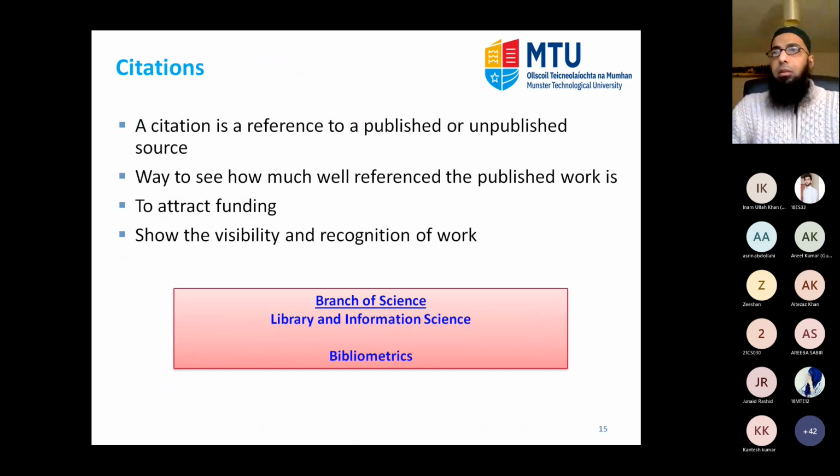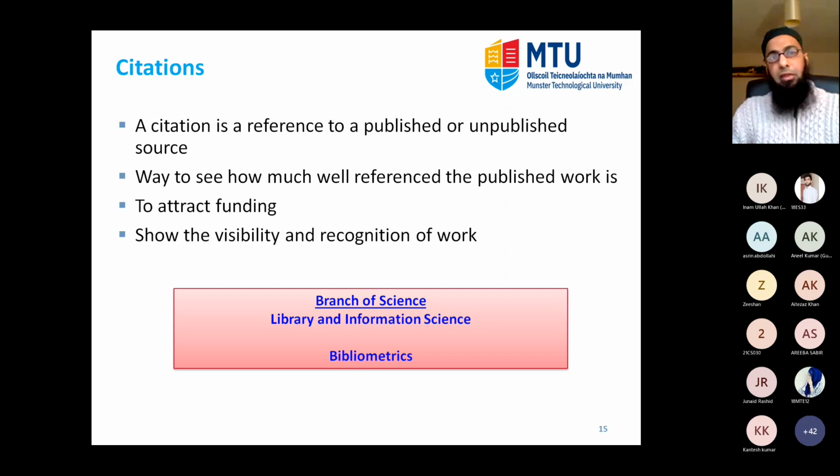Now, we have citations. So what is a citation? A citation is a reference to a published or unpublished source, and it is a way to see how well-referenced the published work is. It can be used to attract funding. It can be used to show the visibility and recognition of work. And citation is just a metric. This metric, and all other metrics, come under the branch of science known as library and information sciences. And we call it bibliometrics.